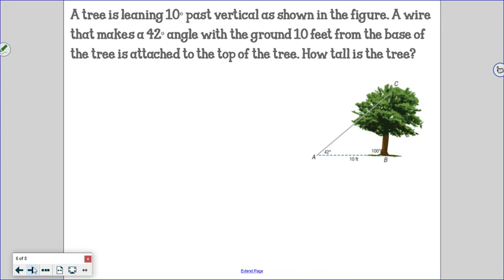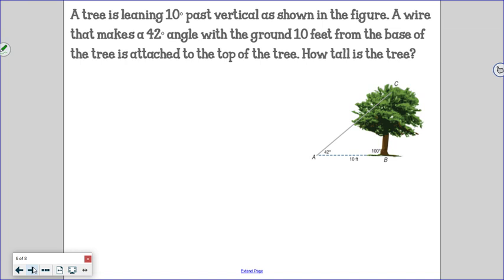Okay. Sometimes we are not solving for everything. On this one, it is just solving for one missing length. It says the tree is leaning 10 degrees past vertical as shown in the figure. A wire that makes a 42-degree angle with the ground, 10 feet from the base of the tree, is attached to the top of the tree. How tall is the tree? So we got a lot of things going on, and the wording in the story is a little bit misleading.